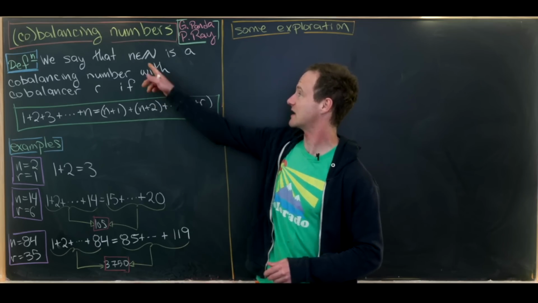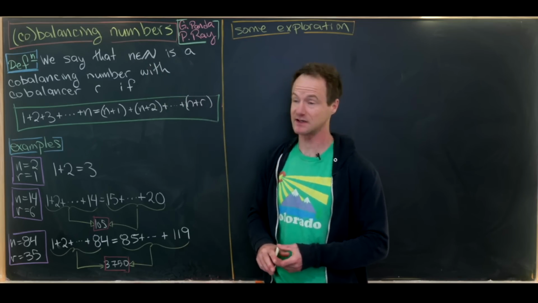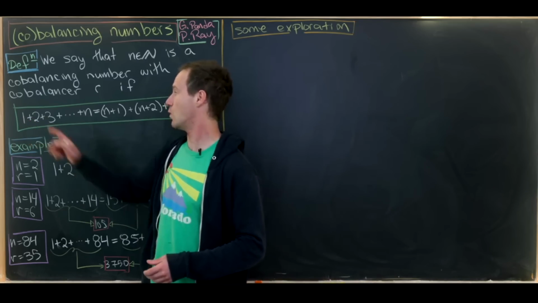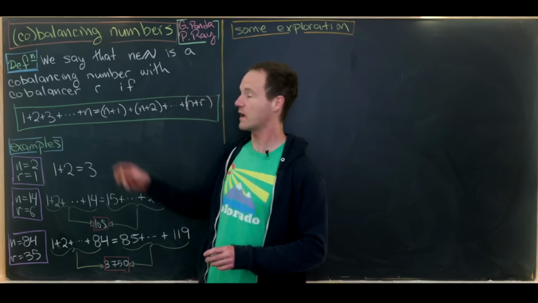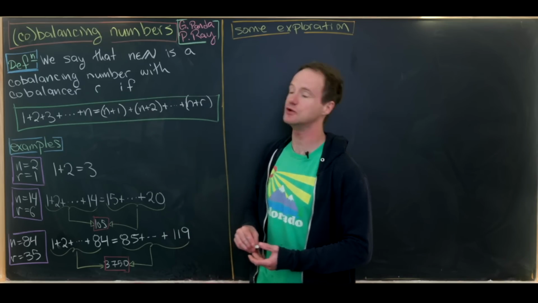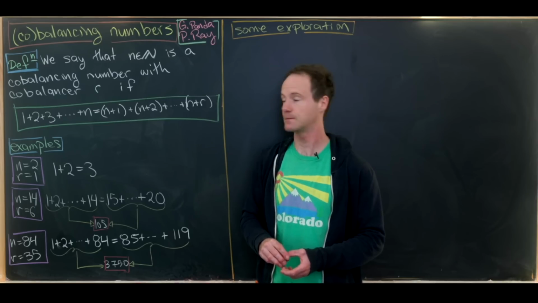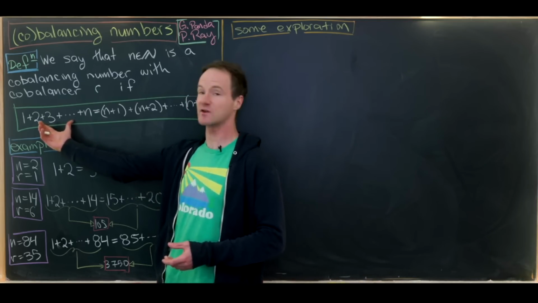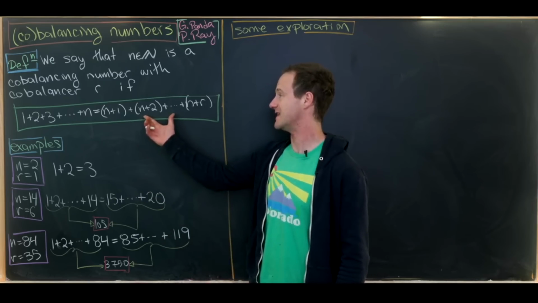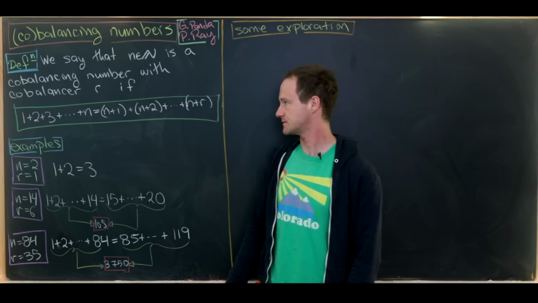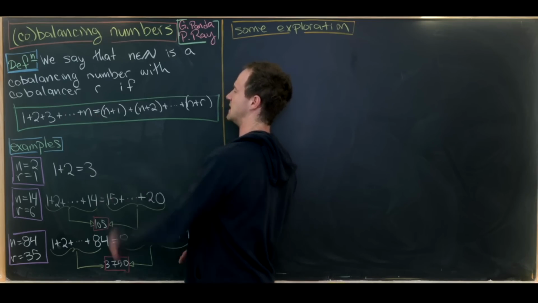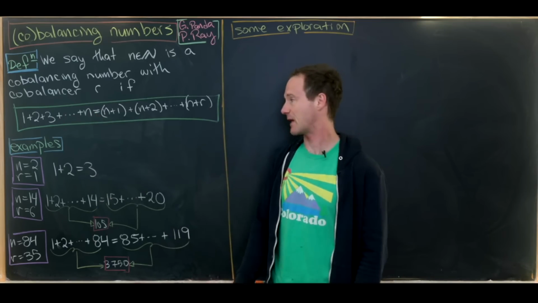We say that a natural number n is a co-balancing number with co-balancer r if the sum 1 plus 2 plus 3 all the way up to n is the same thing as the sum n plus 1 plus n plus 2 all the way up to n plus r. Notice here we're summing the first n natural numbers on the left-hand side, and on the right-hand side we're summing the next r natural numbers. So why would we have the word balancing in here? Well, we can think about this as being like a scale, so the equal sign is like balanced here.